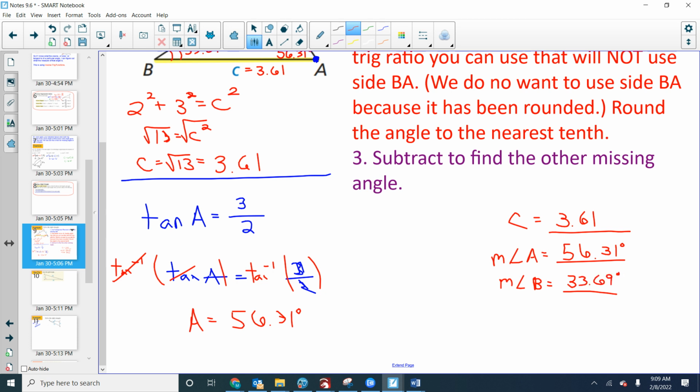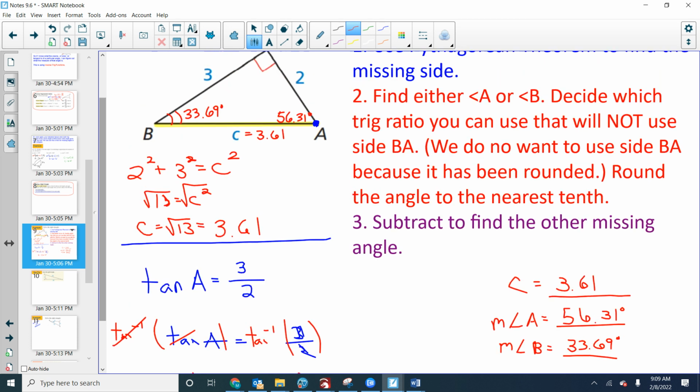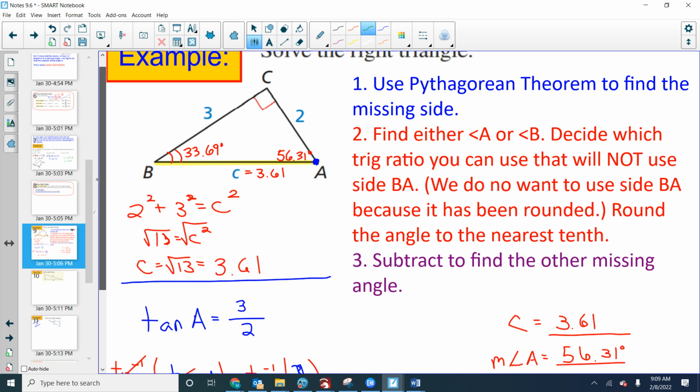Now, I'm going to let you do that. I'm going to say it again. I'm going to let you subtract 90 minus the angle you found to get this angle. Do you agree? You could do the same process we just did to uncover angle B.